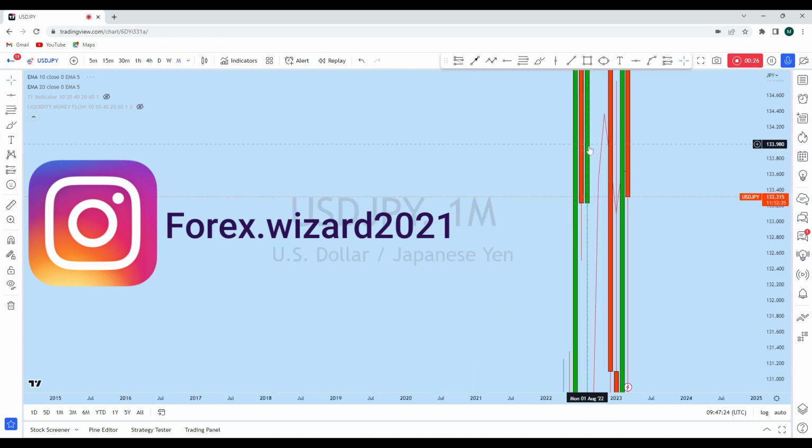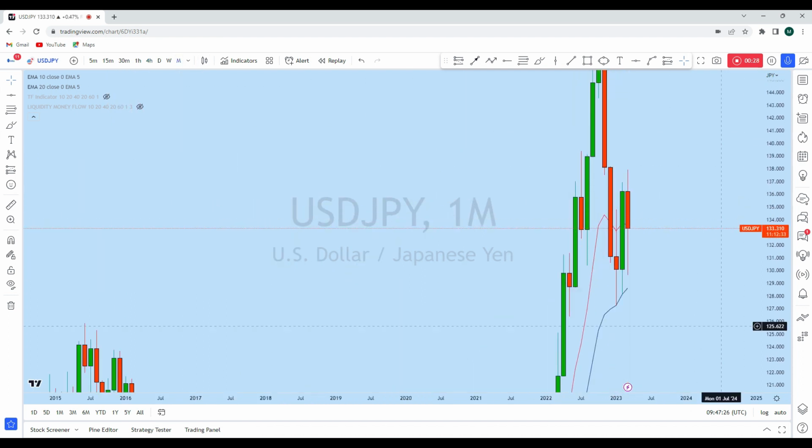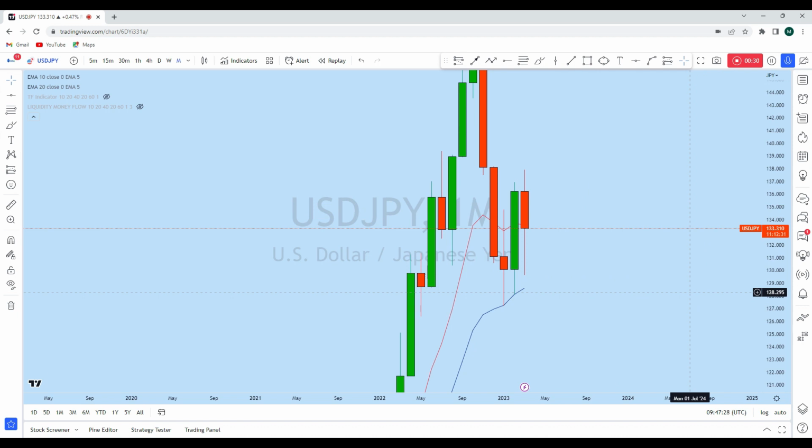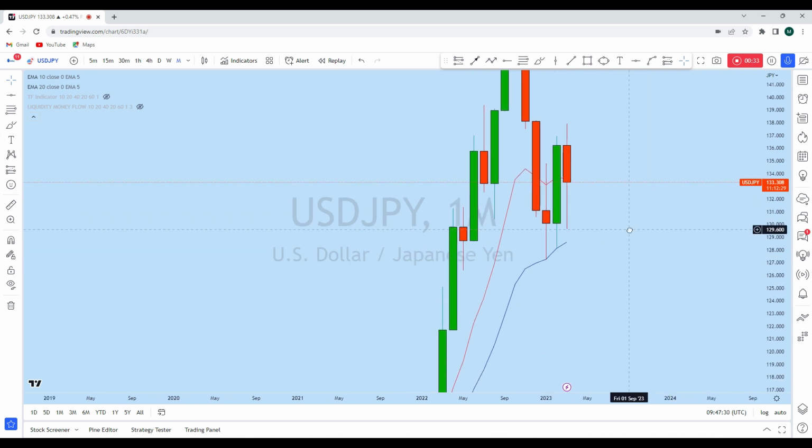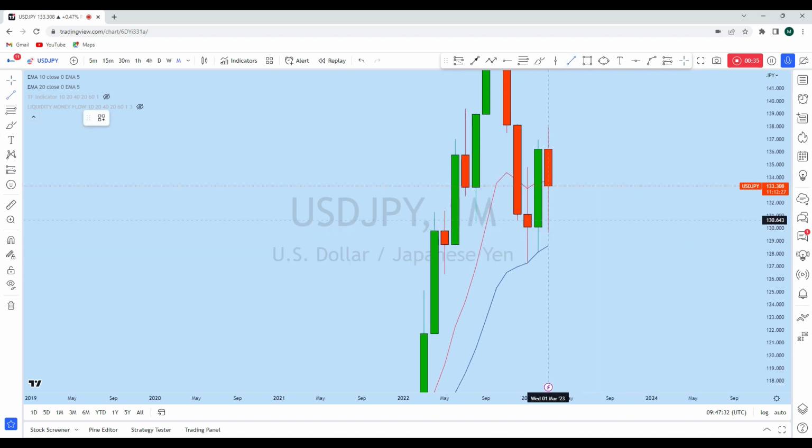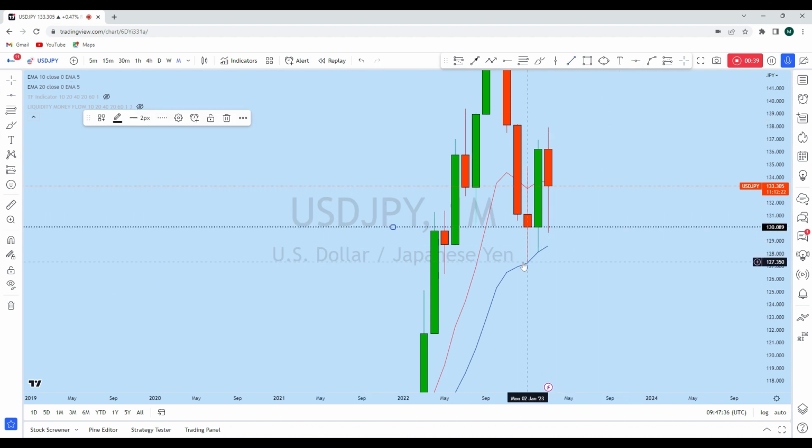Looking at monthly, from the monthly perspective, we can see that dollar yen has created another bullish market structure. Now, from this monthly support, we have seen that dollar yen tested this monthly opening and closing zone and created a series of higher lows along the zone and then started to bounce to the upside.